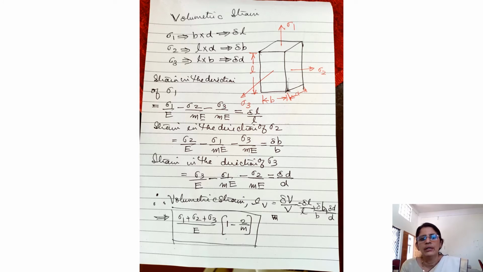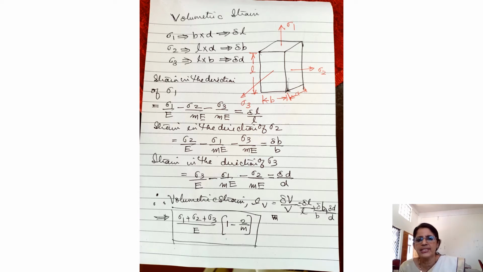So now we are going to find out, you already know that volumetric strain for a rectangular bar is the sum of the strains of all the 3 dimensions. So you have the strain in length delta L, strain in the breadth delta B, strain in the depth. So we have to take the summation of all the 3 strains. First of all, you will take the strain in the direction of sigma 1.